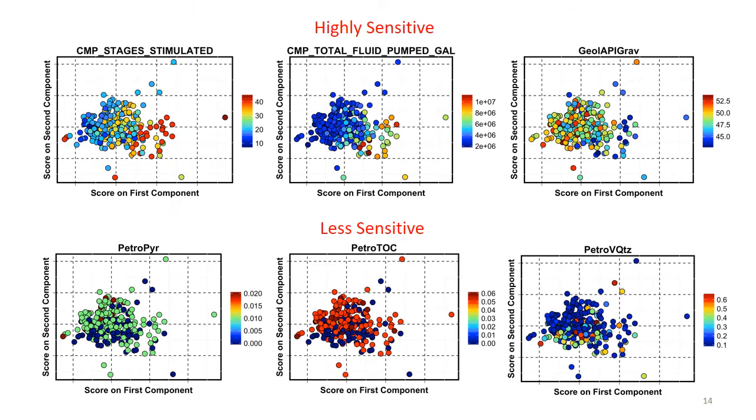Now we can start doing that for all of the parameters. For example, this was the number of stages. Here we have the amount of fluid that's pumped in, which of course clearly has an effect. And here we have a geological parameter, the API gravity. Then there are a number of parameters that are less sensitive. A bit surprising is that most of the geological parameters are not sensitive.